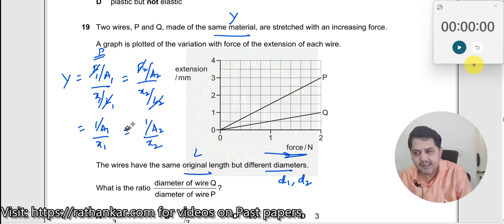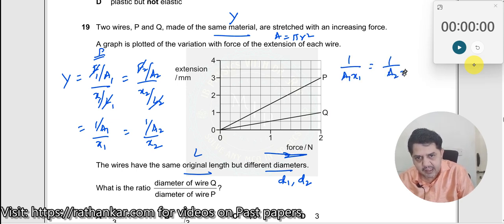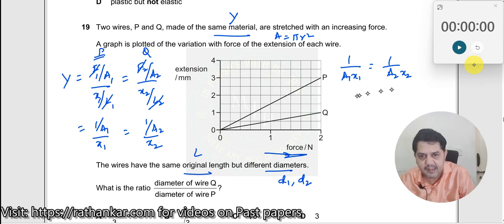And what is A1 and A2? Area, which is pi r square. So therefore, I will write this as 1 by A1 X1 is equal to 1 by A2 X2. Now what do I need? I need diameter of Q. Where is diameter of Q? This is diameter of Q, which is A2, right? So therefore, I will take A2 by A1 is equal to X1 by X2.